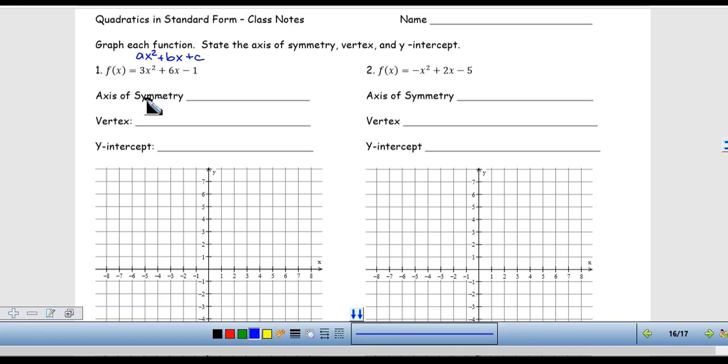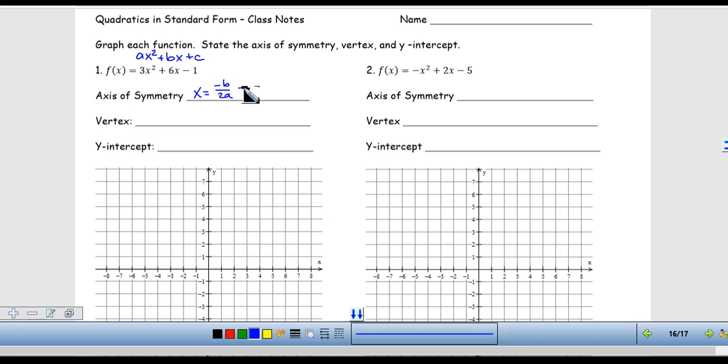our axis of symmetry. Remember, yesterday I showed you that the axis of symmetry, we drew it as a dotted line that went vertically through the vertex of the parabola, and it cut your parabola into two equal parts. The equation for axis of symmetry is x equals negative b over 2a. You might recognize this as part of the quadratic formula.